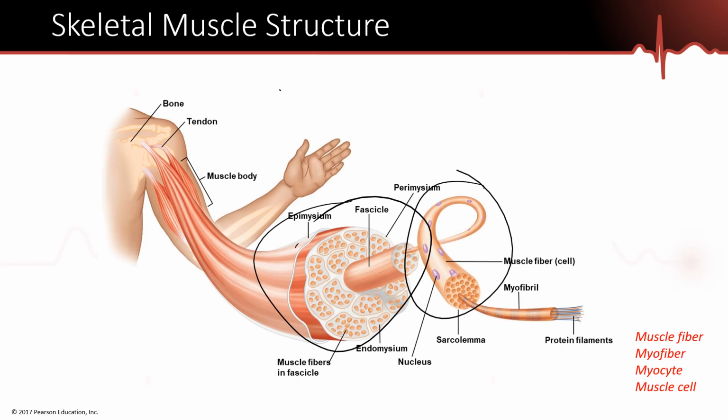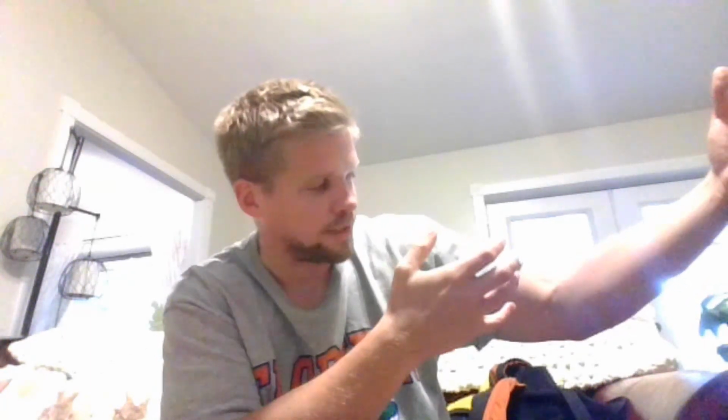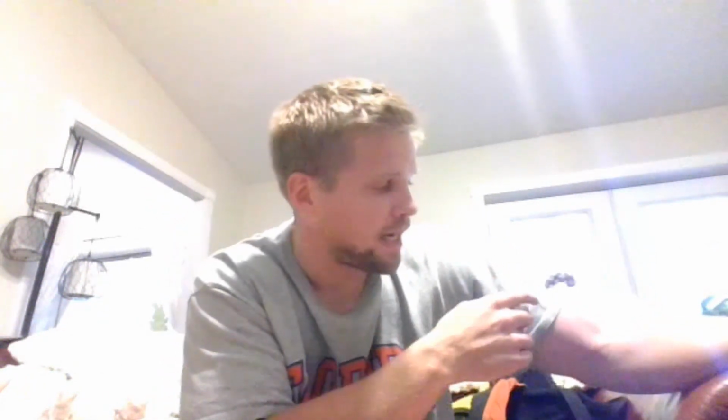So let's think about this. When I want to contract my biceps muscle, what happens? Muscle fibers within my biceps muscle contract, right? Logically, that has to be true. Muscle fibers within my biceps muscle are going to contract. And what does that actually mean?